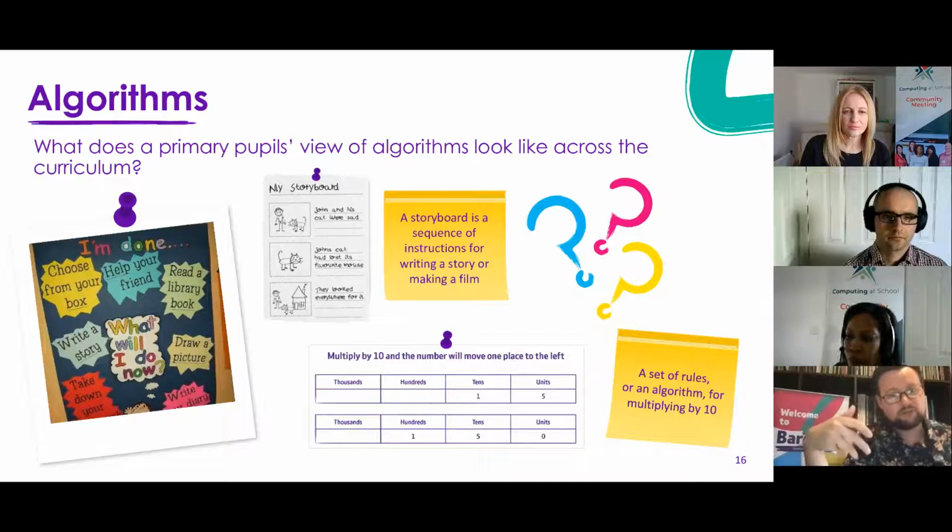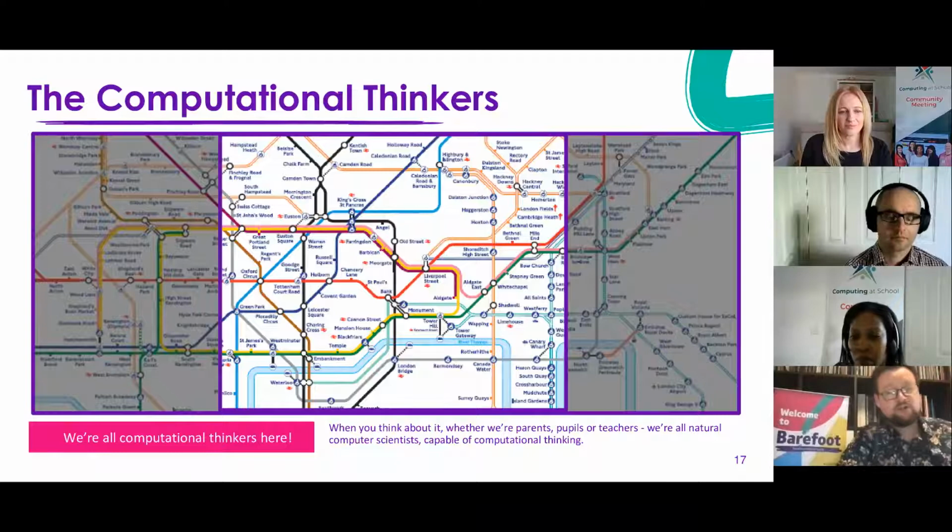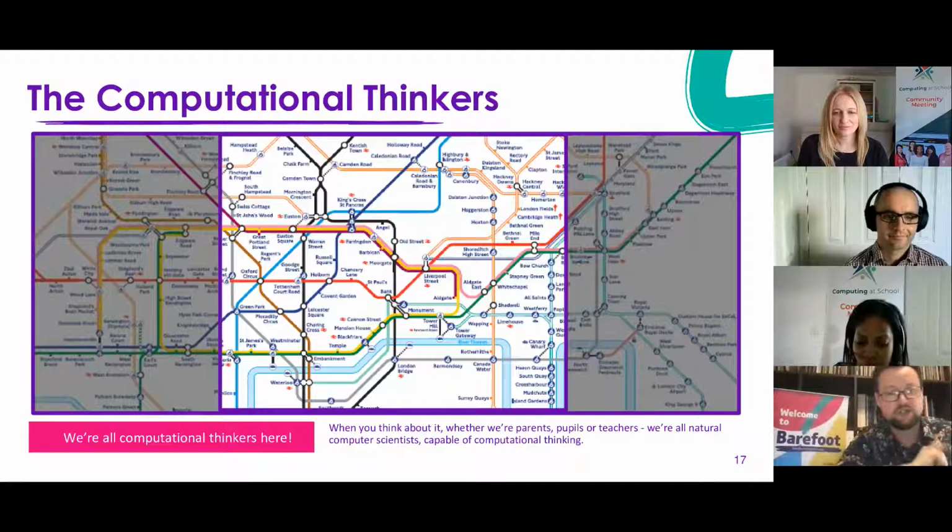And very shortly, I'm going to hand over to my colleague Wendy, who is going to look at a few more of our resources, this time looking at abstraction, which is all about focusing on the important information and getting rid of unnecessary detail, just like the London Tube map does, where it shows you how all of the different routes are connected, but it doesn't show you the exact winding routes of all the tracks. So I'm going to hand over now to Wendy.